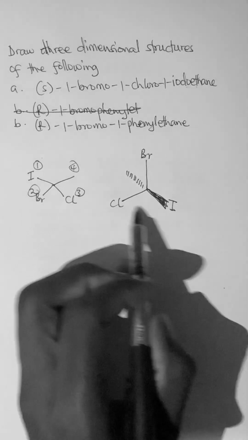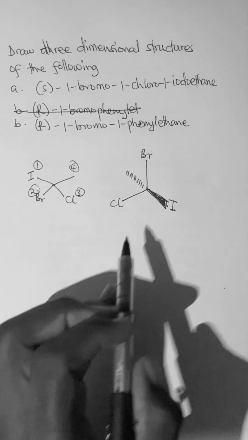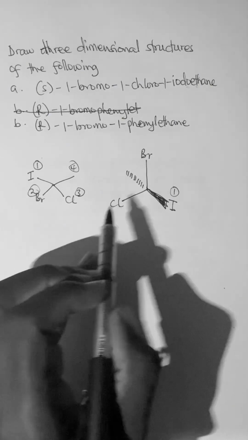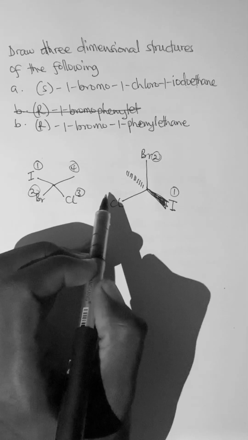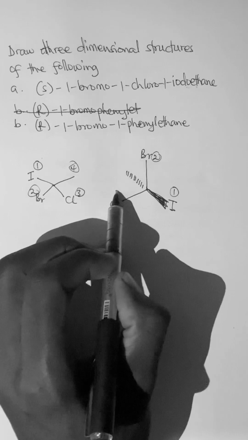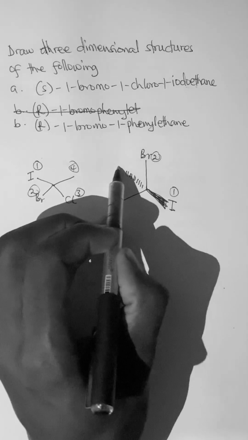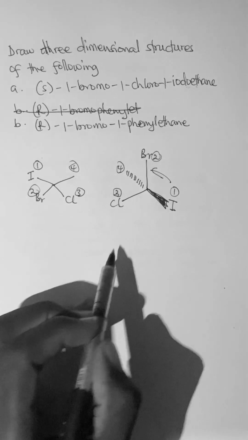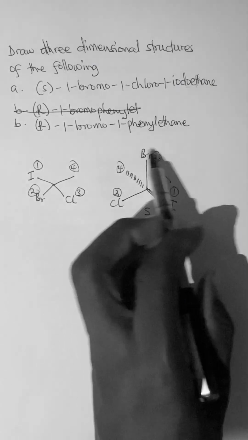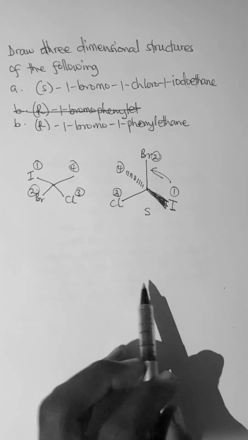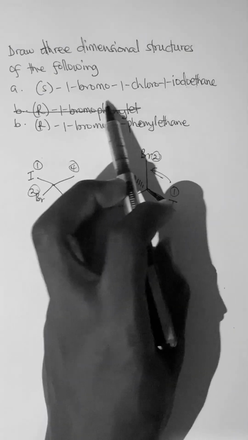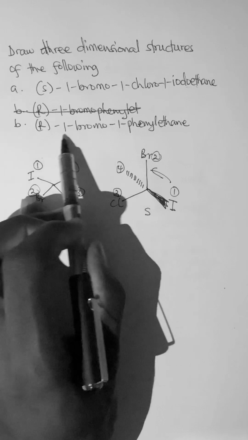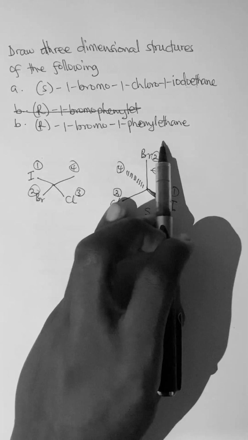Now let's determine the configuration of this molecule. So iodine is 1, and then bromine is 2, and then chlorine is 3, and then the methyl is number 4. So you see that it is going in the anti-clockwise direction, which is an S. So this is the structure of the molecule of S-1-bromo-1-chloro-1-iodoethane. Now let's come to R-1-bromo-1-phenylethane.